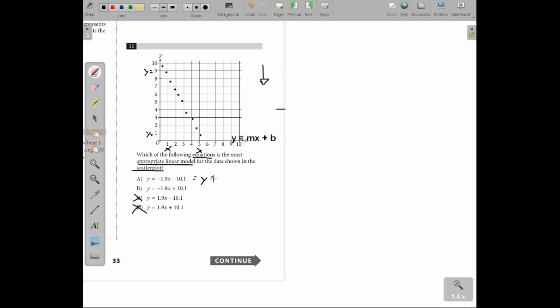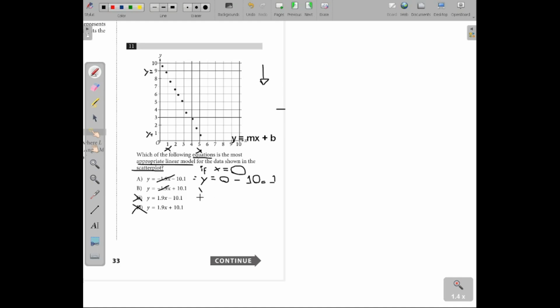Let's replace that. This equation, y is equal to, if we say that x is equal to 0, this will be 0 and this will be 0. Okay, so for this equation, y is equal to 0 minus 10.1, and we don't have that point here in the scatter plot. y is equal to minus 10.1, we don't have that point, so our answer should be B.